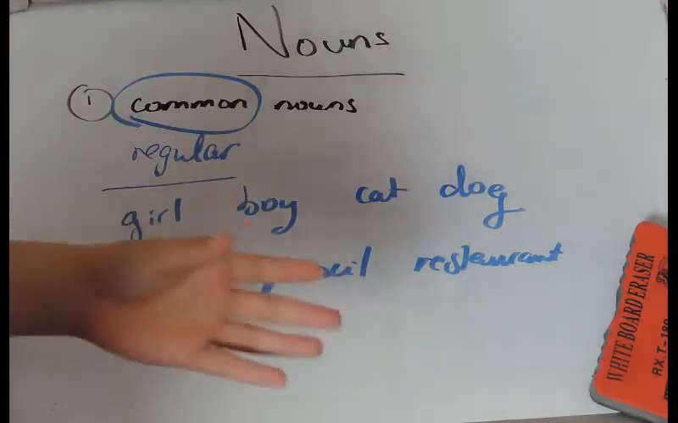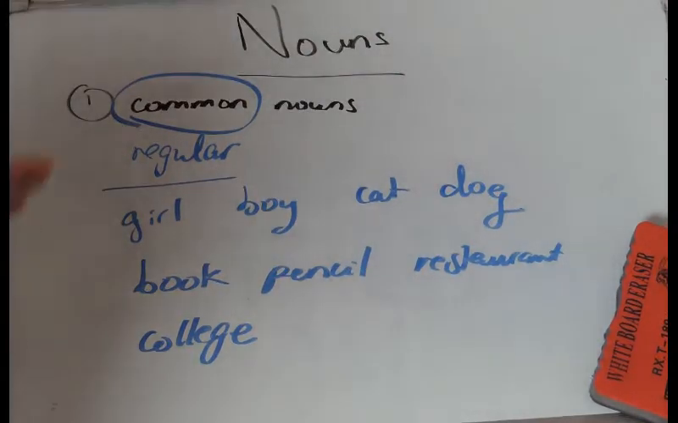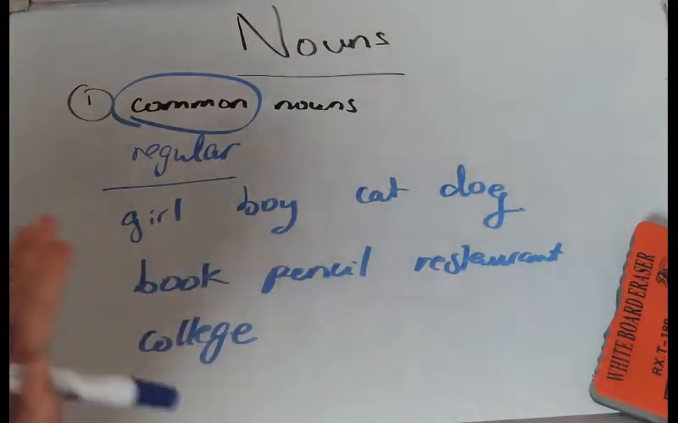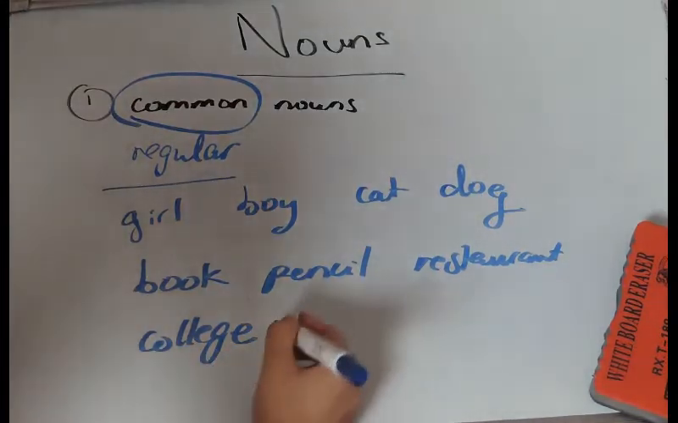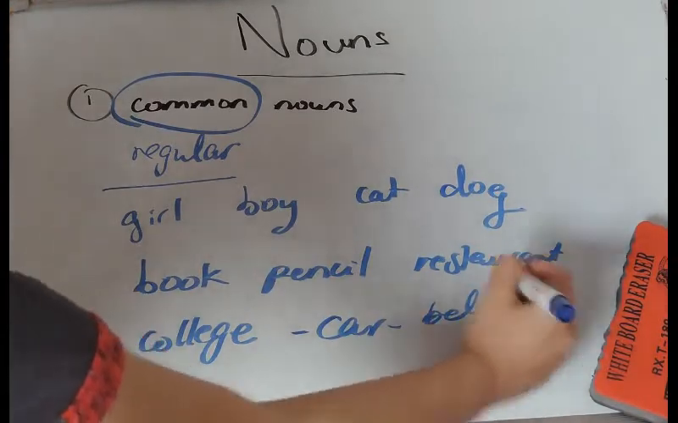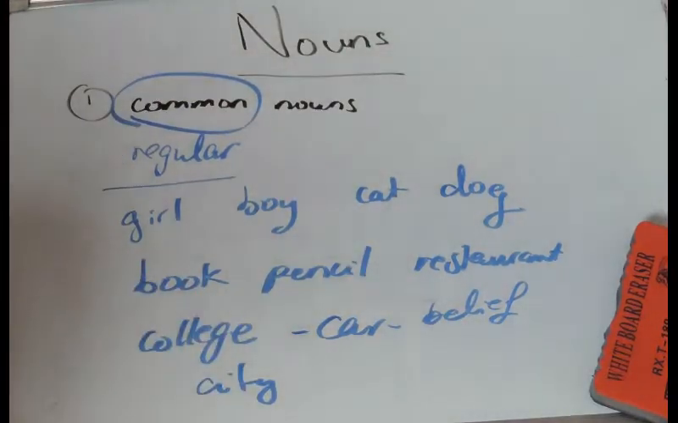And when I use common nouns, I don't specify the noun I am talking about. Example, when I say the girl is playing, I can mean any girl in the world. I don't specify what girl I'm talking about, right? So, girl, boy, cat, dog, book, pencil, restaurant, college, any girl, any boy, any cat, any dog, any book, any pencil, any restaurant, any college. I can be talking about anything in the world, okay? Car, belief, city, anything, okay? So those are the common nouns.